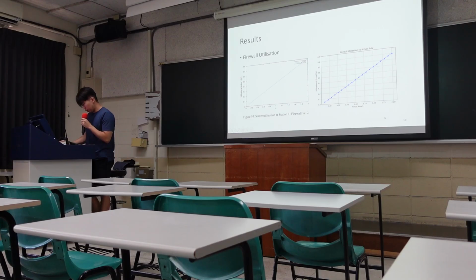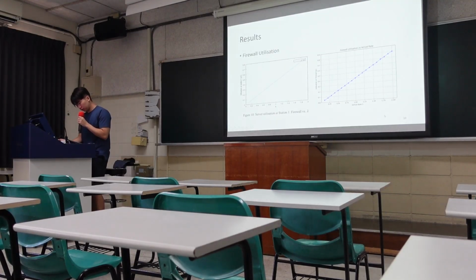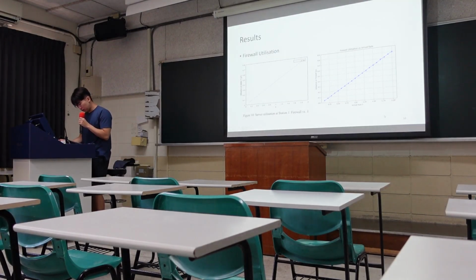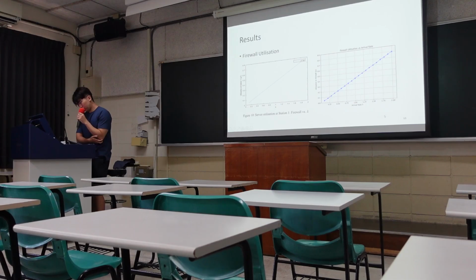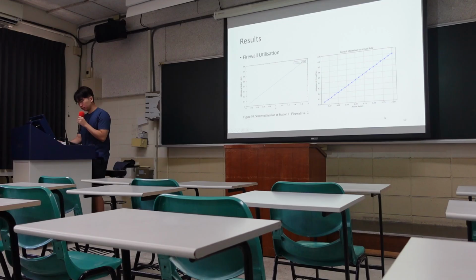And this slide shows the utilization of the firewall station as the arrival rate increases. We can see that both the theoretical and simulation results follow a linear trend. As the arrival rate reaches 2.0, the utilization approaches 0.8, meaning the firewall is becoming more heavily loaded.